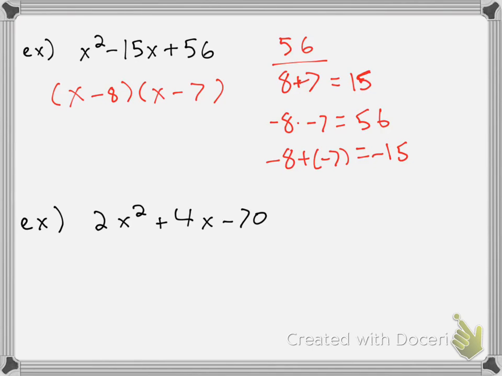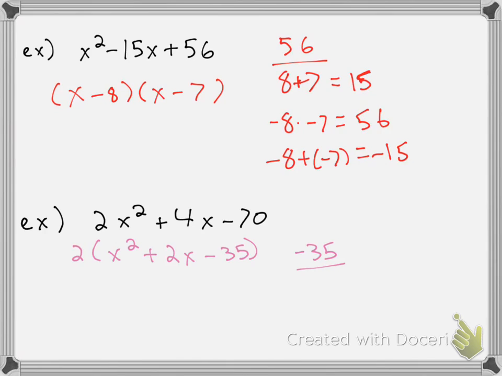Alright, next example. If you remember back in my first factoring video, every single time we factor, the first thing that we're going to do is look for a GCF. In this case, we actually have a GCF, which would be 2. So we need to take that 2 out. I'd be left with x squared plus 2x minus 35. From here, my coefficient in front of x squared is 1, so a equals 1.